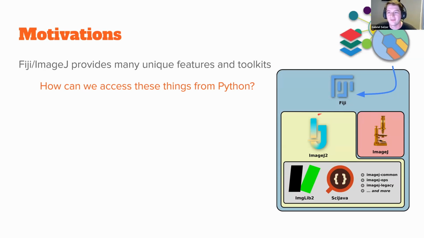And so that's kind of what I want to talk about today, is how we can maybe get the best of both worlds and unify these 2 things together, because Fiji is built on top of the JVM. The JVM is a separate technology from Python, and it takes a little bit of work to get these things to play nicely together.